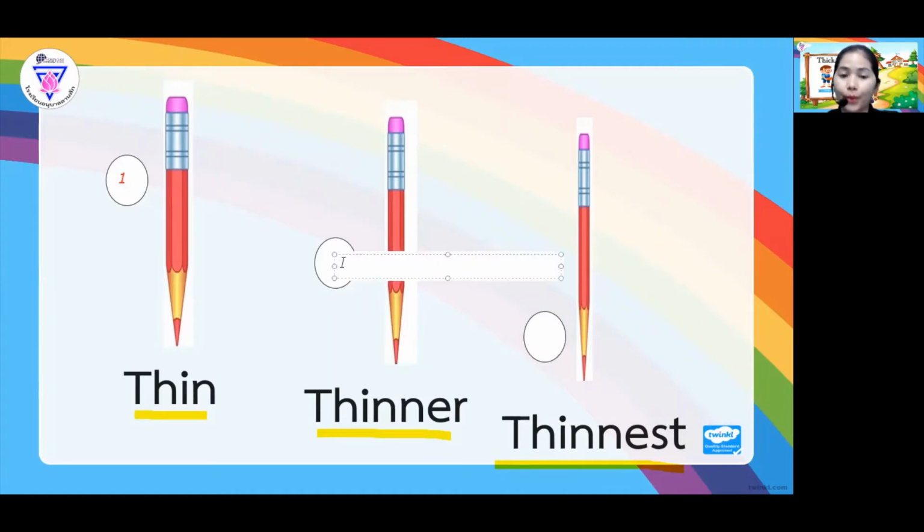This might be number two, okay? Because your instruction is from thin to thinnest, okay? And this one would be your number three. So this is the thinnest one, okay? So that's how you're going to arrange those pictures according to those instructions. Do you understand? Very good. Yes, I do. So now let's move on.